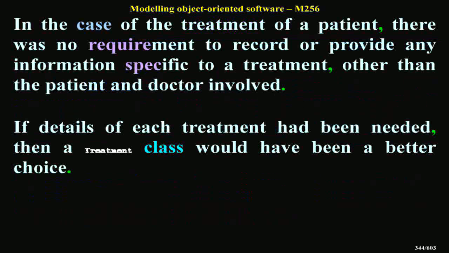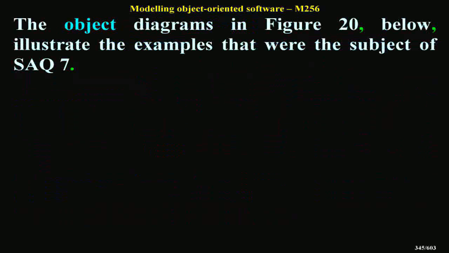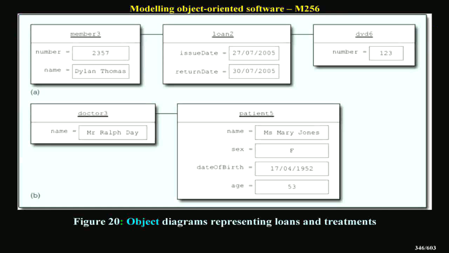In the case of the treatment of a patient, there was no requirement to record or provide any information specific to a treatment, other than the patient and doctor involved. If details of each treatment had been needed, then the class would have been a better choice. The object diagrams in Figure 20, below, illustrate the examples that were the subject of SAQ 6. Figure 20, object diagrams representing loans and treatments.